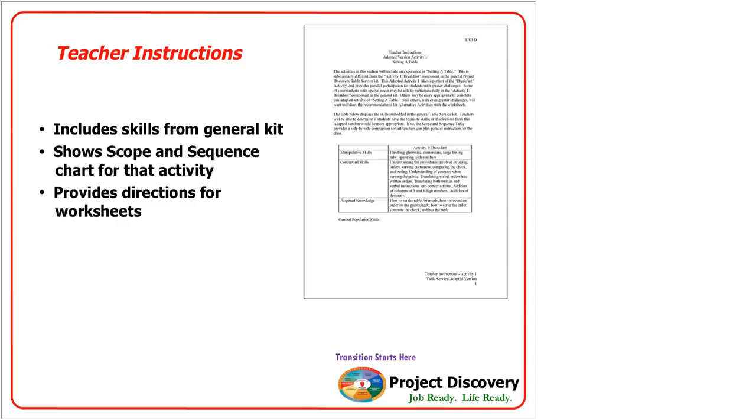Okay? So the teacher instructions kind of tell you what the activities are going to be. It tells you what types of skills the activity is going to focus on, like the different manipulative skills, conceptual skills, and acquired knowledge. It has a scope and sequence laid out just like the other scope and sequence. So there's a typical classroom activity, an adaptive project, which is the binder you guys are in, and then some alternative worksheets.